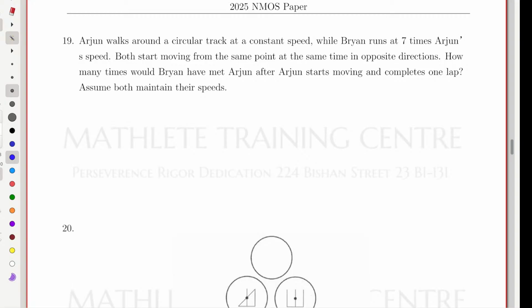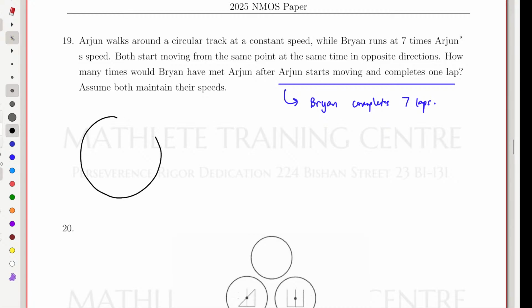Okay, so the idea is that Brian runs 7 times Arjun's speed. So if Arjun starts moving and completes one lap, the idea is that Brian completes 7 laps. Now, if I try to draw it out, we can split the circle like this into 8 parts actually, so that you can see what's going on.